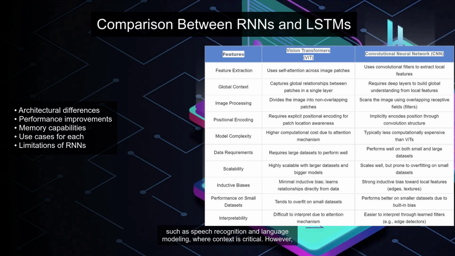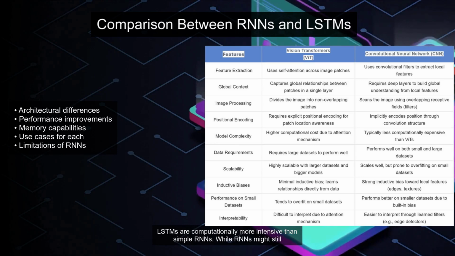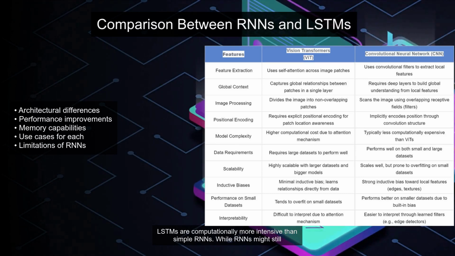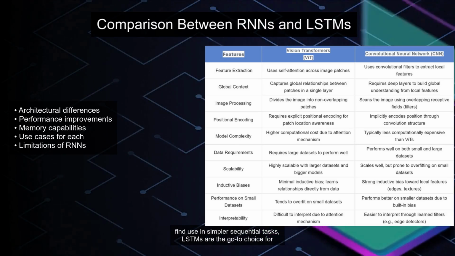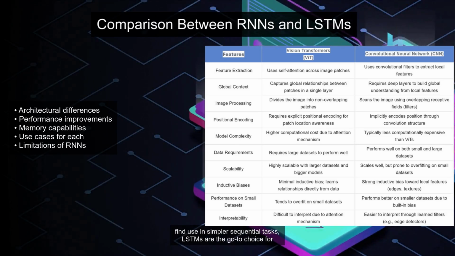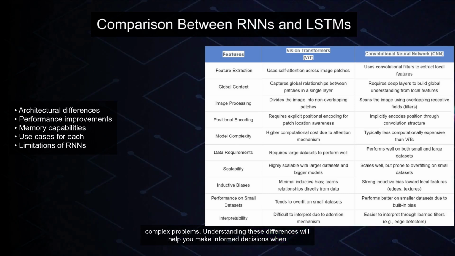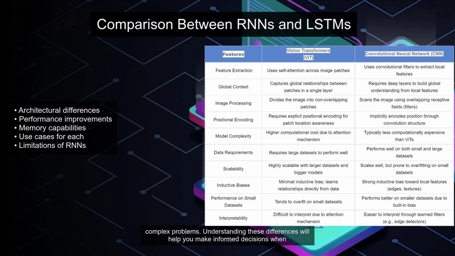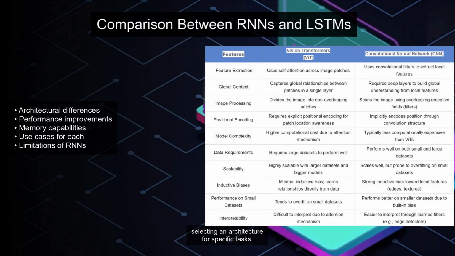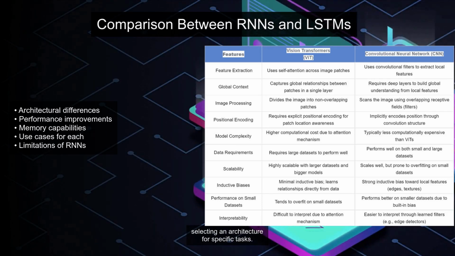They are particularly useful in applications such as speech recognition and language modeling, where context is critical. However, LSTMs are computationally more intensive than simple RNNs. While RNNs might still find use in simpler sequential tasks, LSTMs are the go-to choice for complex problems. Understanding these differences will help you make informed decisions when selecting an architecture for specific tasks.